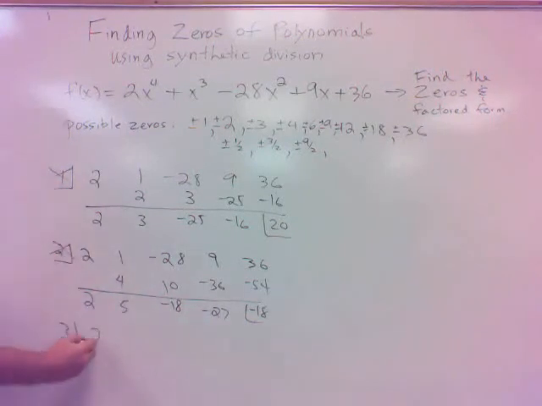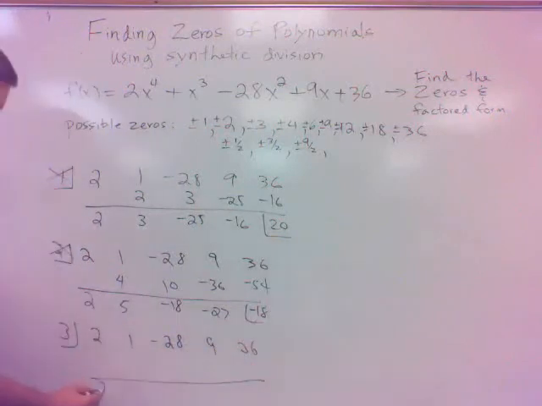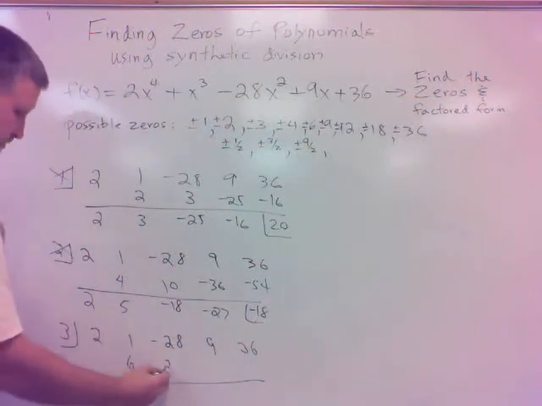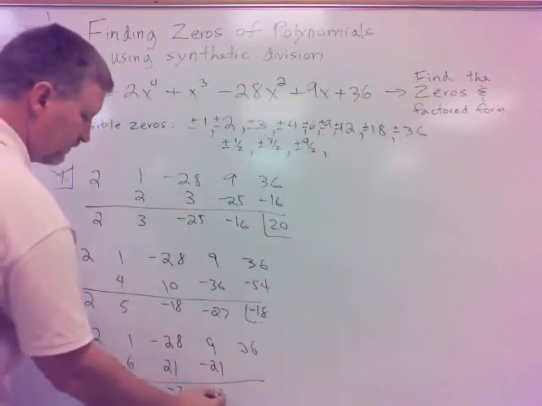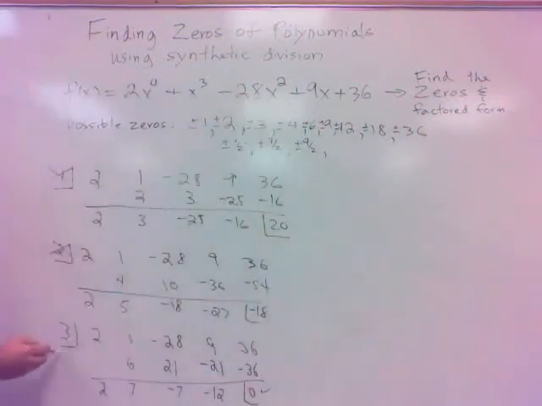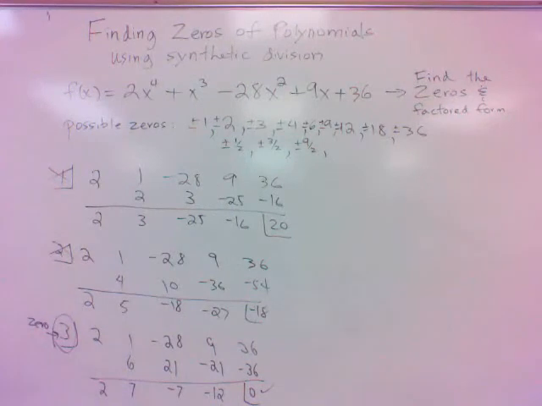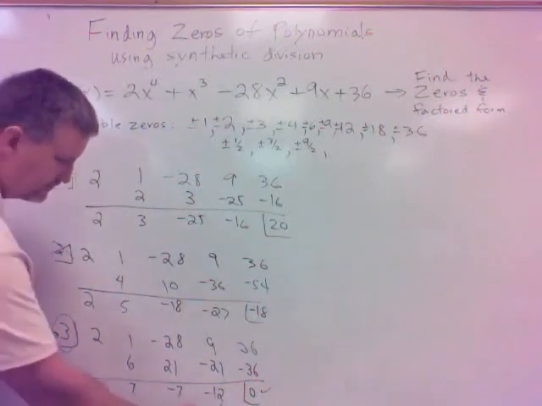2, 1, minus 28, 9, and 36. 2, 6, 7, 21, negative 7, negative 21, negative 12, negative 36. Aha! Found a 0. So it may take a little searching, but that's why we're using synthetic division here, because you can do those quickly, finding zeros quickly. That helps us out a little bit. We found one of the zeros, but there's 3 more to go.